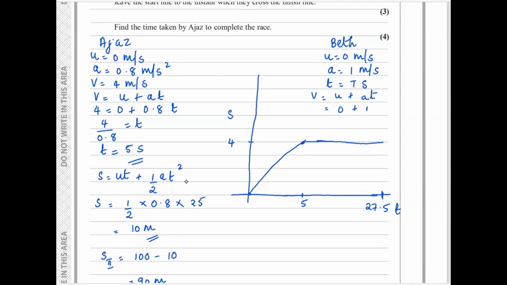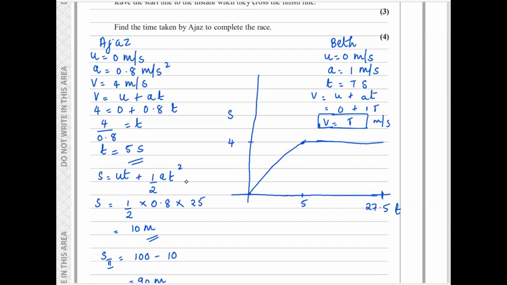Acceleration is given as 1 and time is given as capital T. 0 plus 1t will give you 1t, or t. So the velocity of Beth is t meter per second. Now what's happening here? Beth is going to maintain this velocity until she crosses the finishing line.